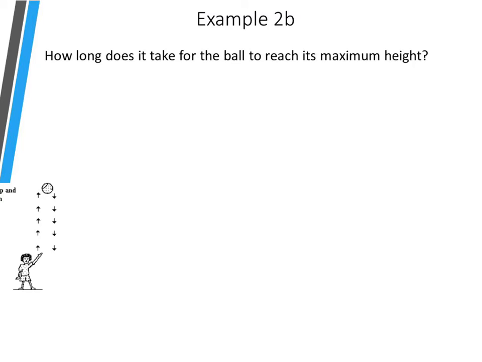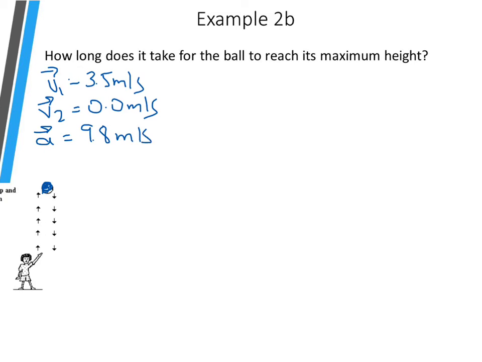Part B is asking us for how long it takes for that ball to reach its maximum height. So we're looking for that point right there. Again, all of our information is going to be the same. So we have V1, 3.5 meters per second. We have our V2, 0 meters per second. We have our acceleration due to gravity. We have our delta D now. We figured that out.